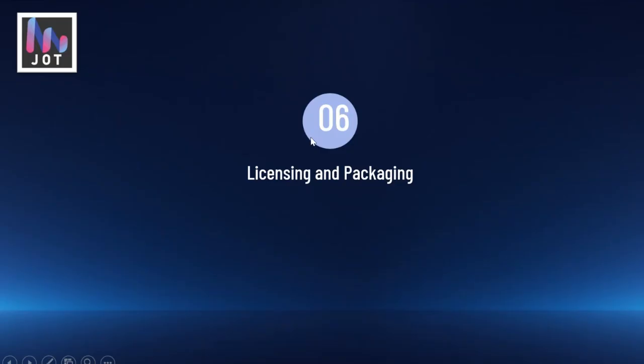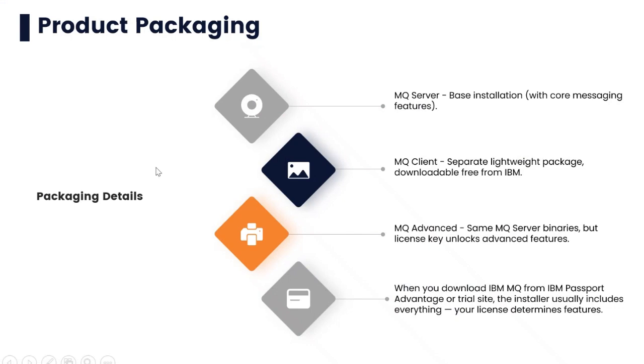And licensing and packaging. So product packaging. MQ server is a base installation with core messaging features. MQ client, it is a separate, lightweight package, downloadable free from IBM. You can download it for free because it is a lightweight package. You use it, it is a client. You can use it on cloud services. Why is this free? Because anyhow, this MQ client has to connect to MQ server, right? So without MQ server, MQ client is not usable, not useful.